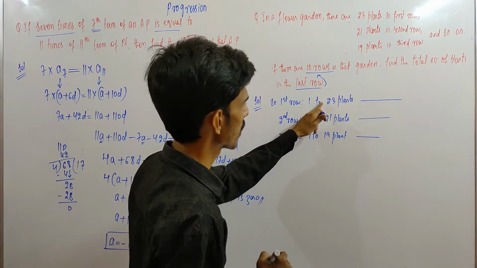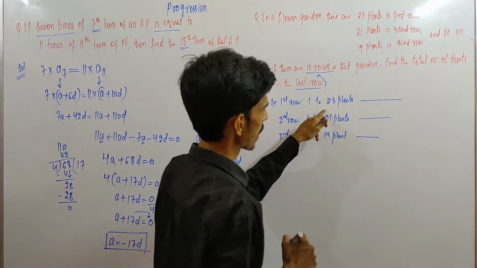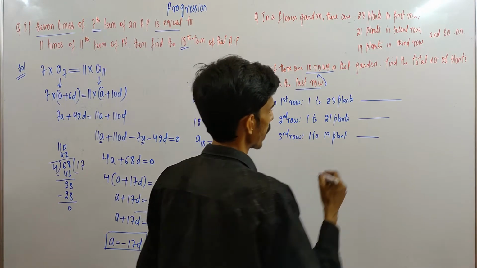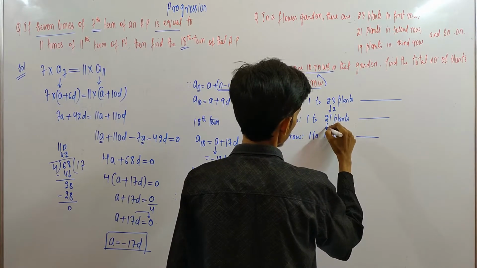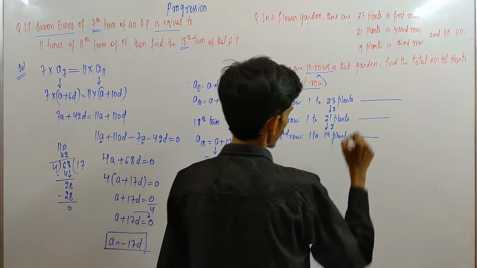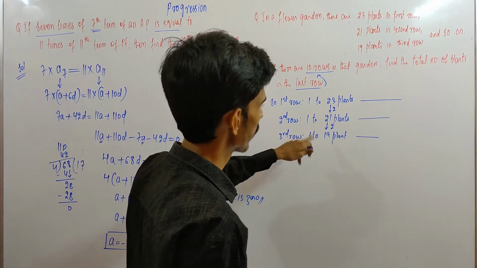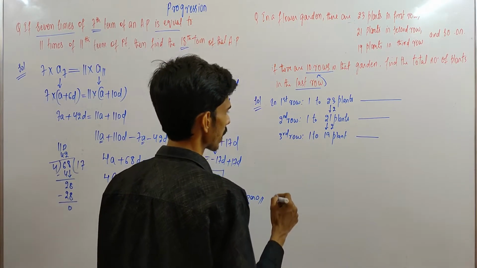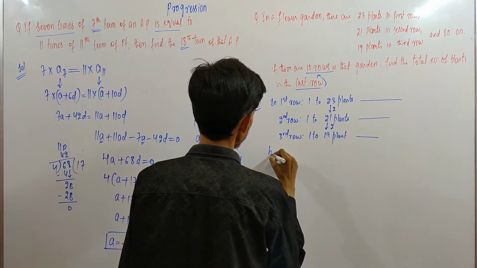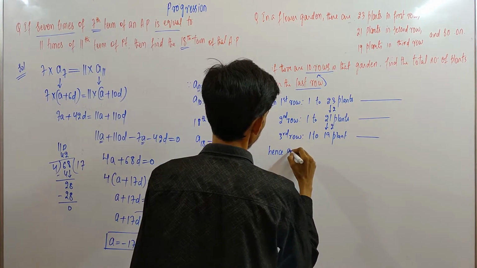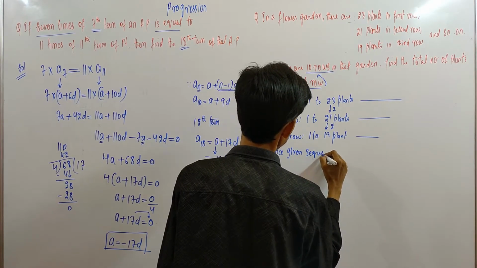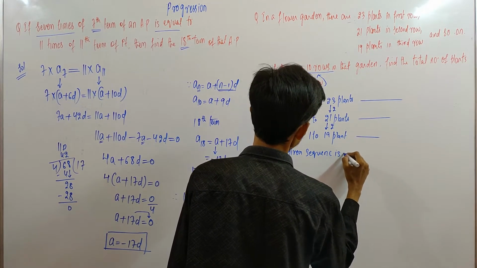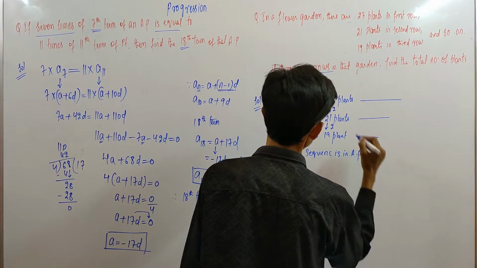Now if you carefully observe this pattern, the number of plants is reducing in each row. So here we have a difference of minus 2. Here we have a difference of minus 2. If we subtract 2, we will get 21. So this pattern follows arithmetic progression. Hence, given sequence is in arithmetic progression.